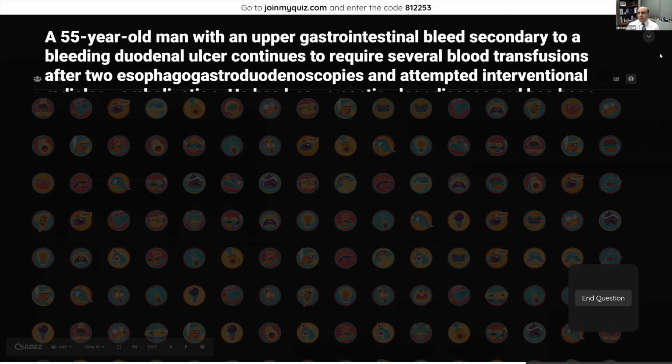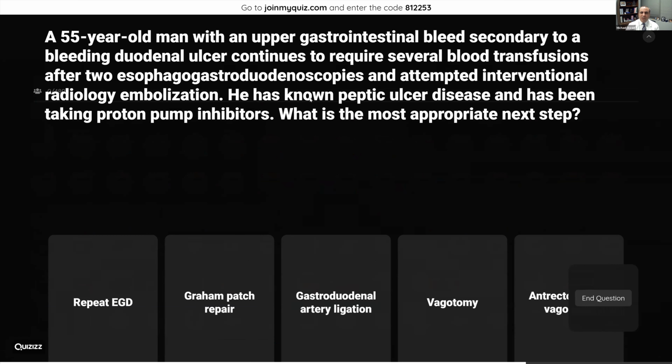Okay, we'll do one more question and then we'll move on to the next category. All right, this is a 55-year-old man with an upper GI bleed secondary to a bleeding duodenal ulcer who continues to require several blood transfusions after 2 EGDs and an attempted interventional radiology embolization. He has known peptic ulcer disease and has been taking proton pump inhibitors. What is the most appropriate next step?